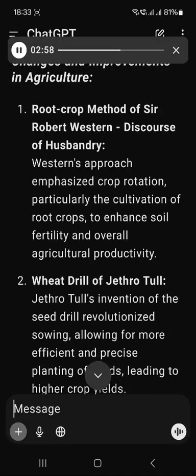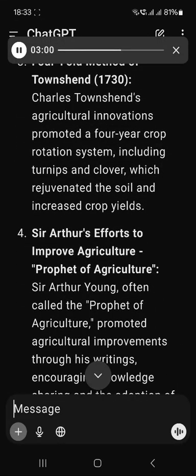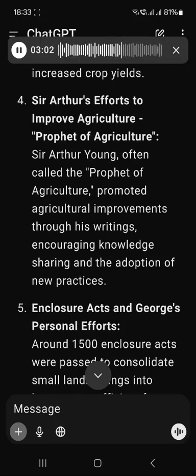2. Wheat drill of Jethro Tull. Jethro Tull's invention of the seed drill revolutionized sowing, allowing for more efficient and precise planting of seeds, leading to higher crop yields. 3. Fourfold method of Townshend, 1730.